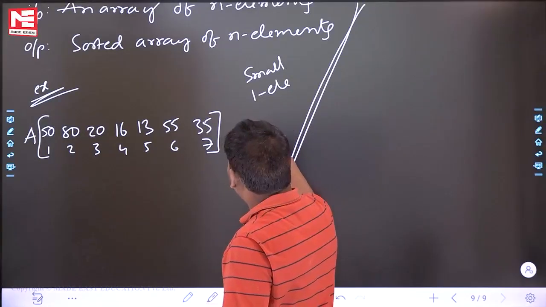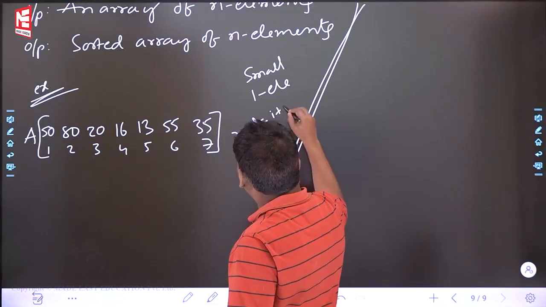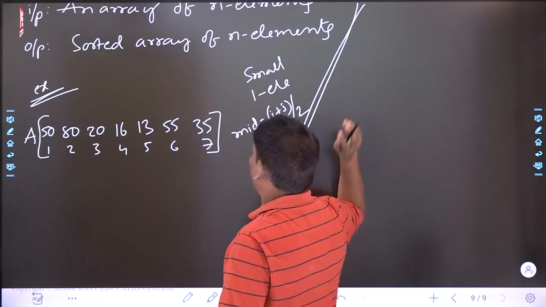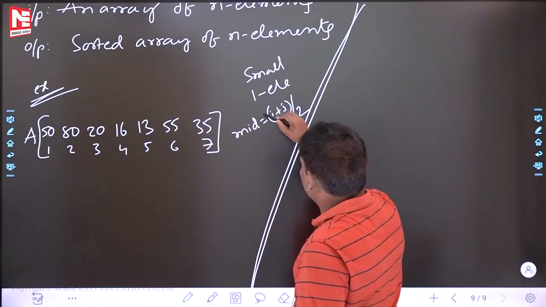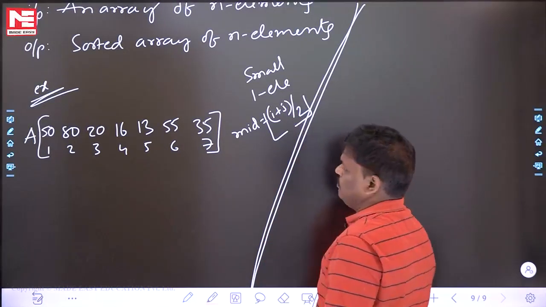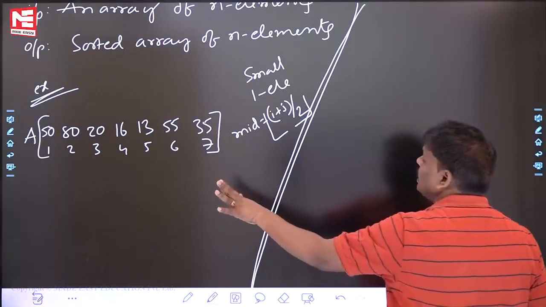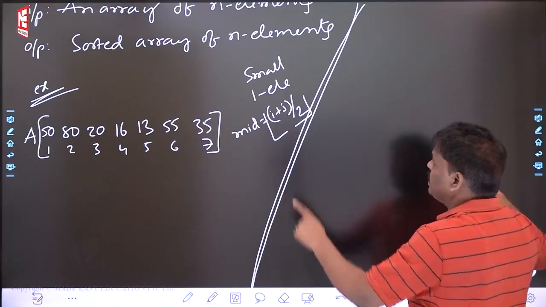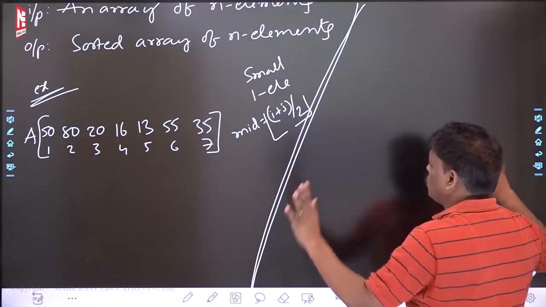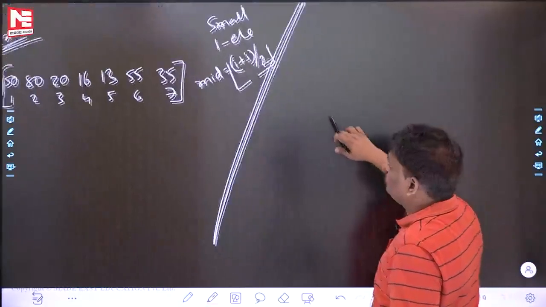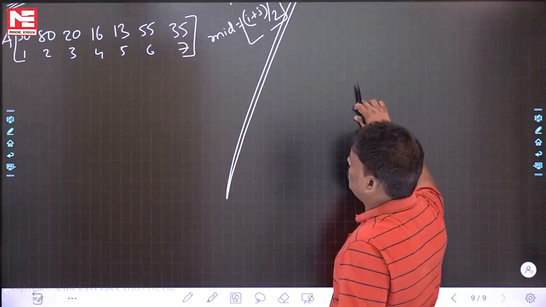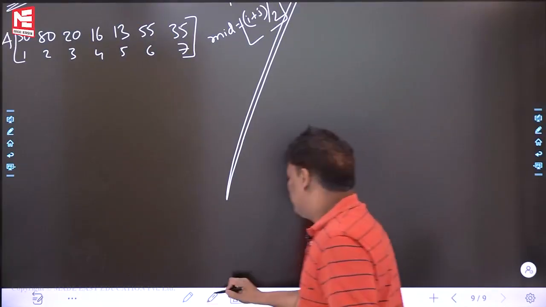Can you help with how you are dividing? Using mid. When you are dividing, mid is equal to (i plus j) by 2. If fractions come, take the floor value. So I think everything is ready. Now I am starting. This numerical example, how to sort using merge sort, I will explain. Everyone, I think everything is fine. So let's start.